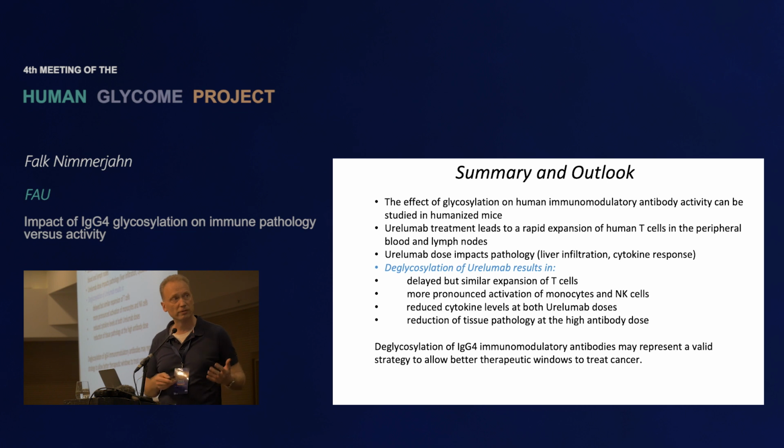The mouse T cells just respond differentially. And then the deglycosylation, so modulation of glycosylation of this antibody, really leads to a delayed but similar expansion of T cells at both doses, more pronounced activation of myeloid cells, reduced cytokine levels, so less cytokine storm, and a reduction of tissue pathology at the high antibody dose. So really we think that the take-home message here is that immunomodulatory antibodies, deglycosylation, but also other types of more distinct changes of the sugar moiety may really help to make these antibodies better, and most importantly, create a more bearable therapeutic window for these kind of very potent immunomodulatory drugs.